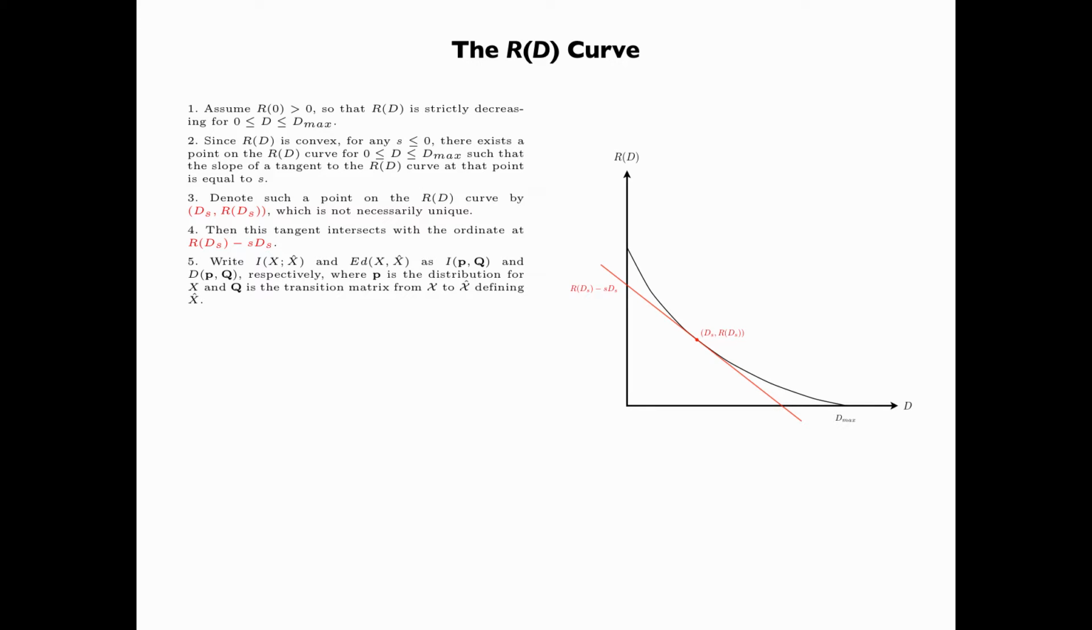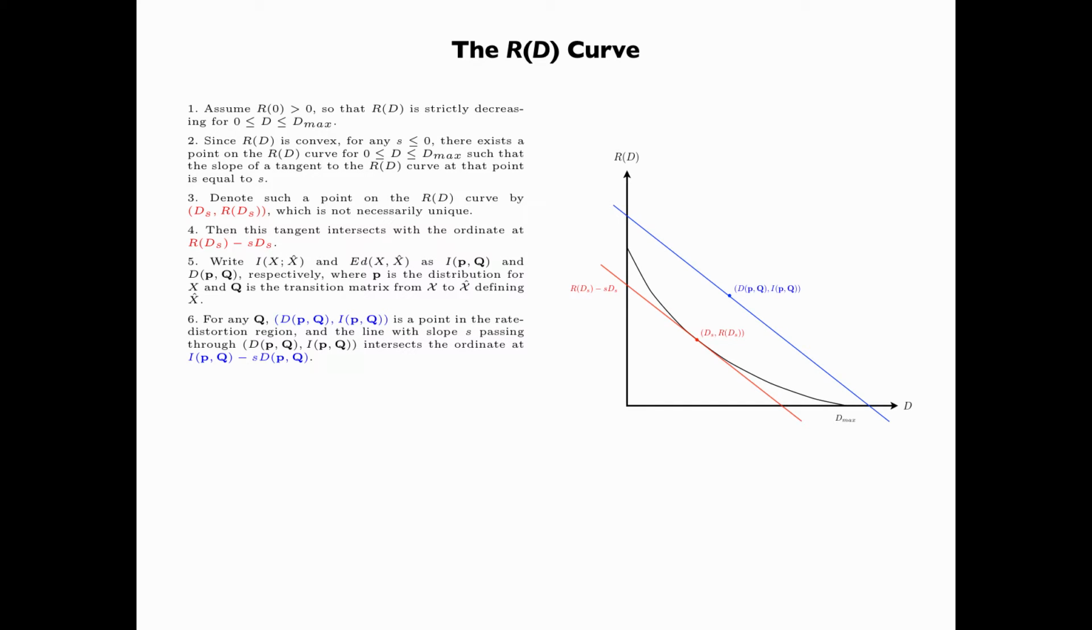Now we write I(X; X hat) and the expectation of d(X, X hat) as I(P, Q) and D(P, Q) respectively, where P is the distribution for the source variable X and Q is the transition matrix from alphabet X to alphabet X hat defining the random variable X hat. For any transition matrix Q, the pair (D(P, Q), I(P, Q)) is a point in the Rate-Distortion region, and the line with slope s passing through this point intersects the y-axis at I(P, Q) minus sD(P, Q).